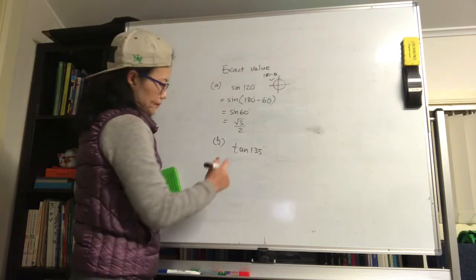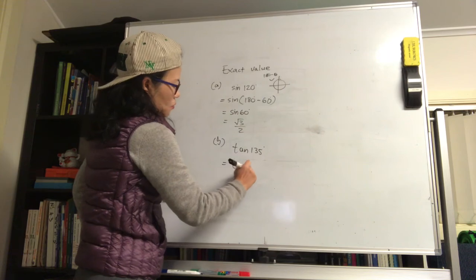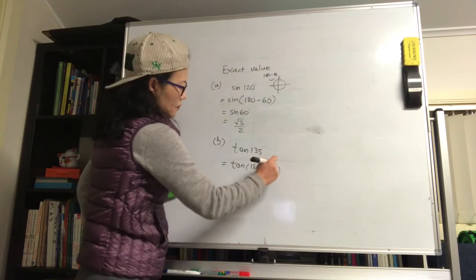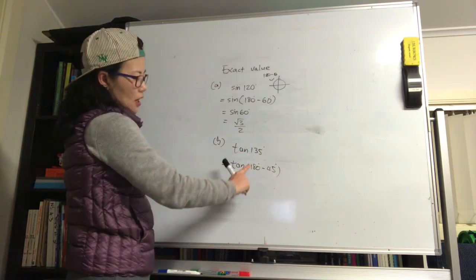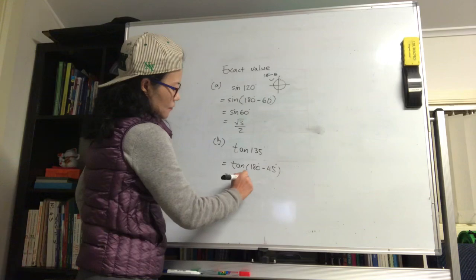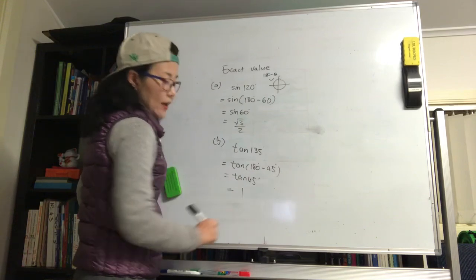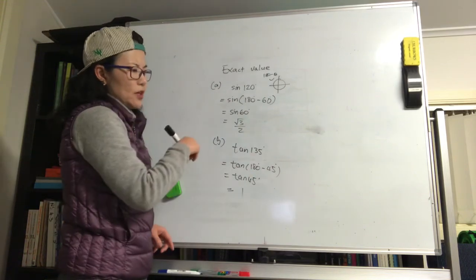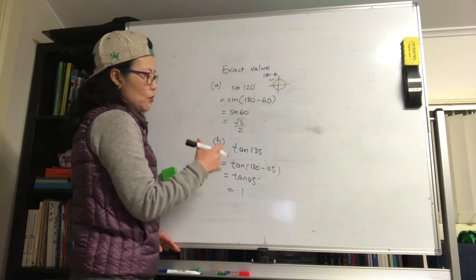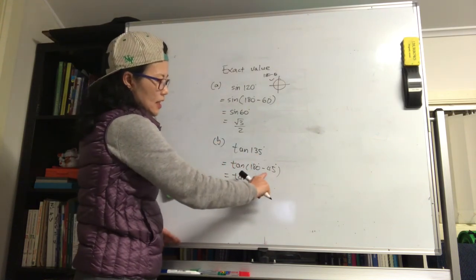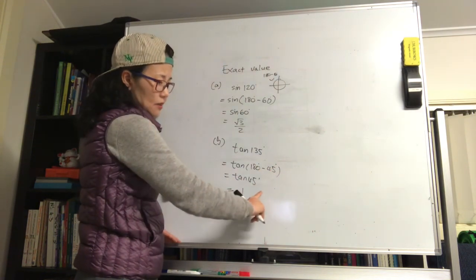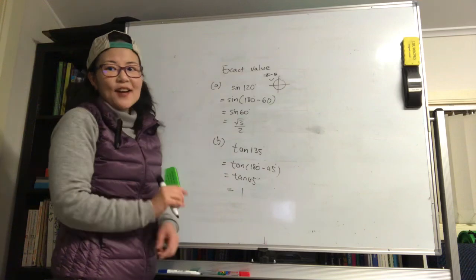B, tan 135. So what's that? Tan of 180 take away 45, because I just did 180 take 135, it's a 45. And that means same as tan 45, which is 1. Okay? And then the previous question was tan 300. So that means it's in the fourth quadrant. So tan of 360 take away 60. That means minus tan 60, which is minus root 3. So that's how you do it.